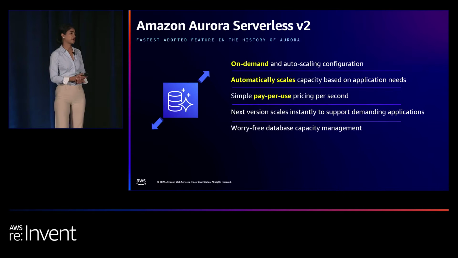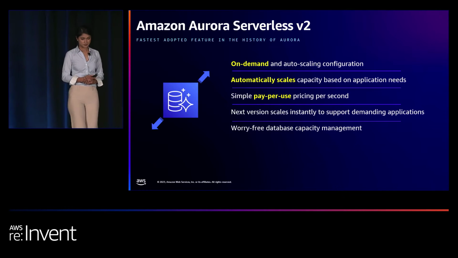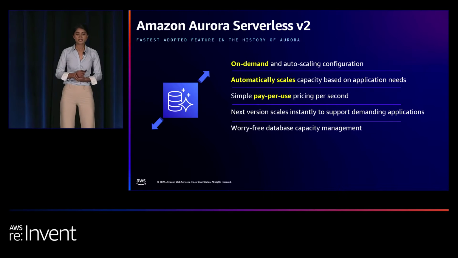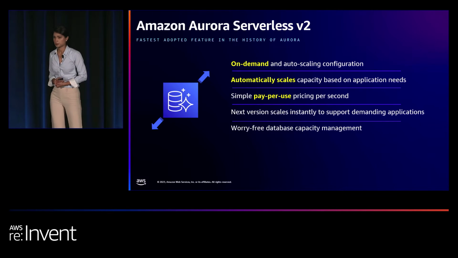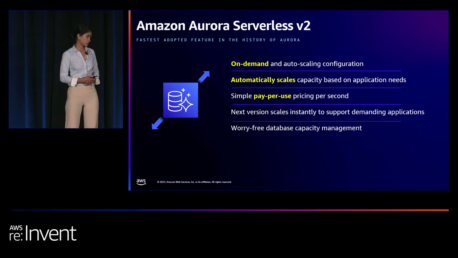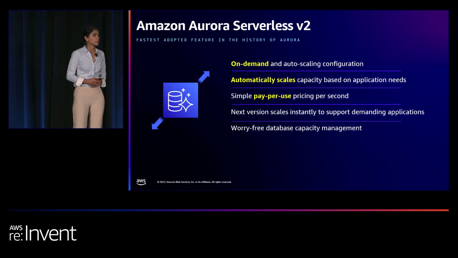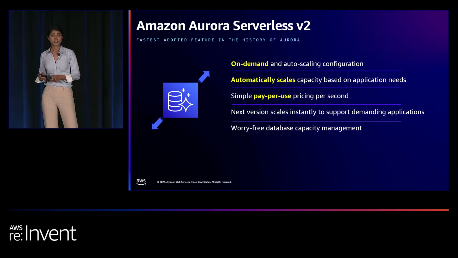Now, this is where Aurora Serverless V2 comes in. It is the fastest adopted feature in the history of Aurora. We launched last year, and it continues to be the fastest adopted feature that we have. What does it give you? It is an auto-scaling and on-demand feature for Aurora.